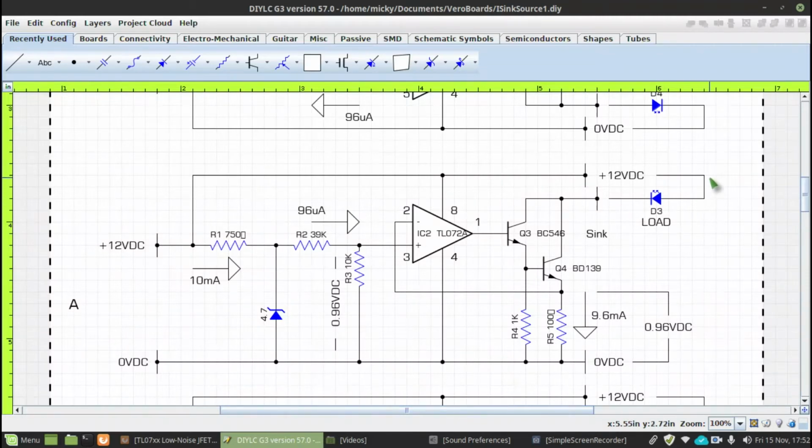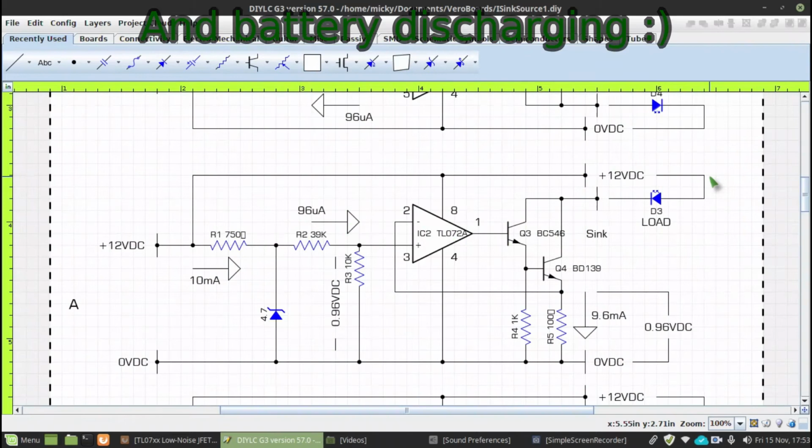And what can you use current sink sources for? There are many applications, but you can use it for battery charging, resistance measurement. You can put a resistor over a current source, and the voltage you can translate into resistance.